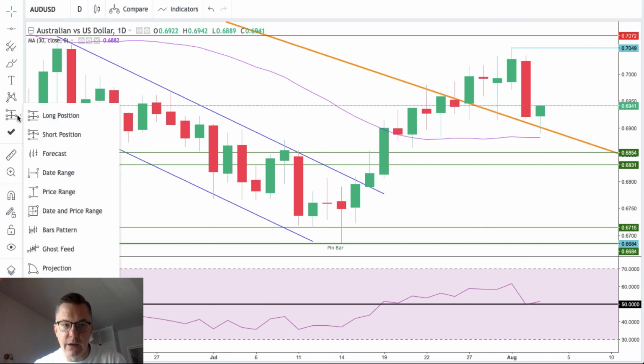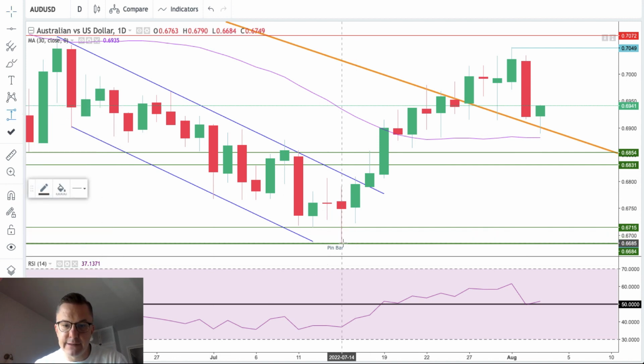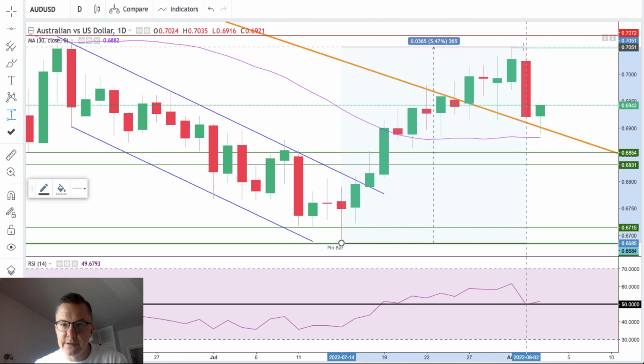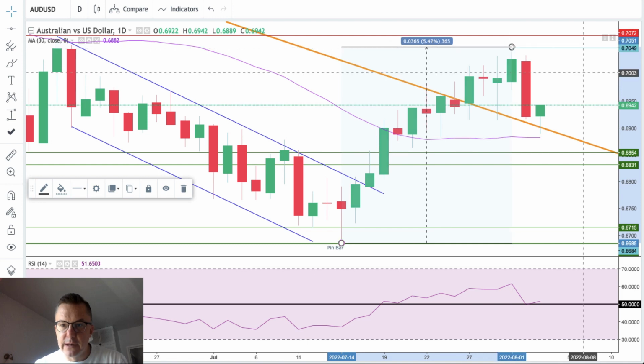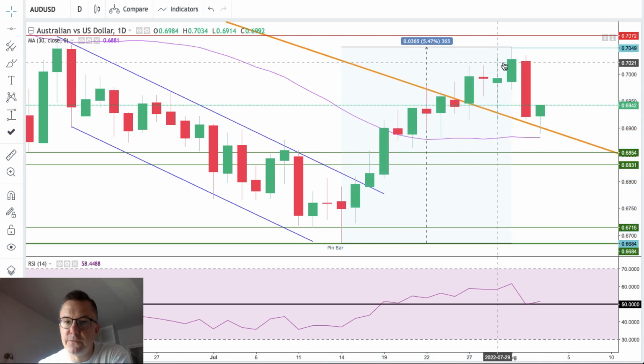Let's find out how many percent this price range is. This price range is 5.45% if we measure it like that. So a very nice bounce, 5.45%, bearish engulfing.